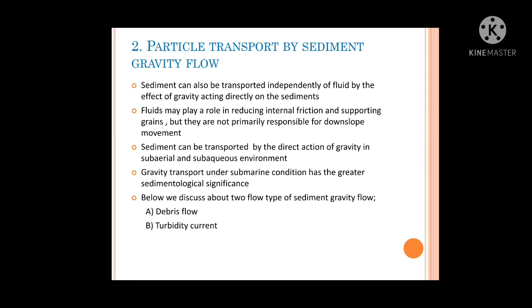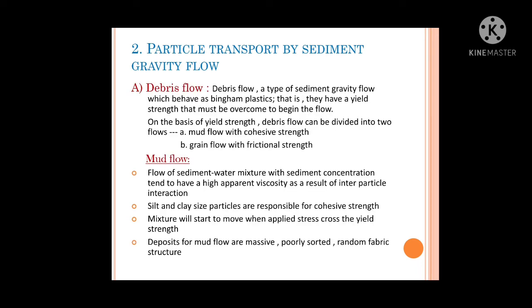From these mass transport processes, we are only discussing debris flow and turbidity current. Debris flow. Debris flow is a type of sediment gravity flow which behaves as a Bingham plastic. That is, it has a yield strength that must be overcome to begin the flow. Here, debris flow can be divided into two flows: mud flow with cohesive strength and grain flow with frictional strength.